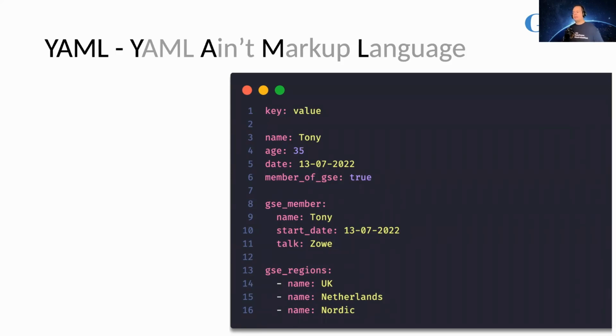We can also have another kind of value for these keys, which could be a list. When we have a list, we start with a dash before each item. Here we have the GSE regions, where we have different items in this list: the UK, Netherlands, and Nordic.